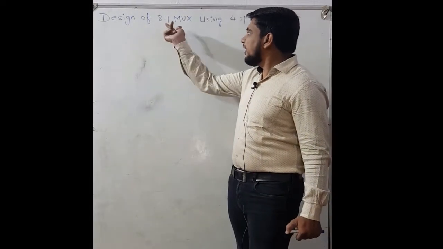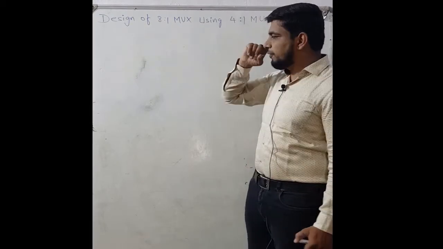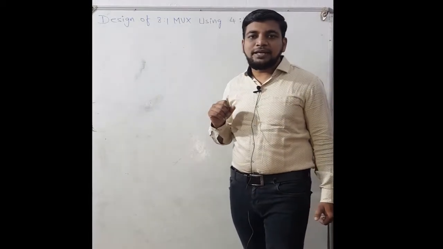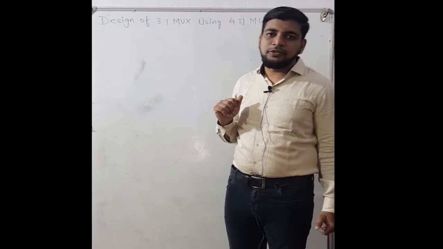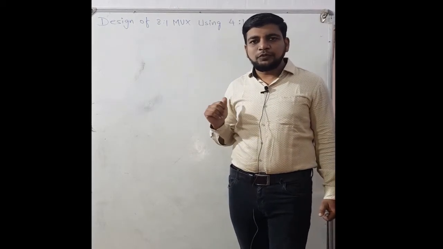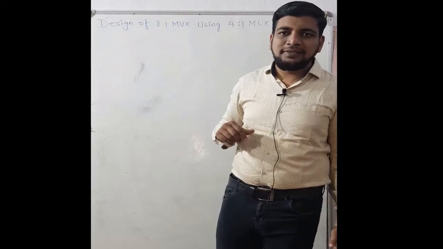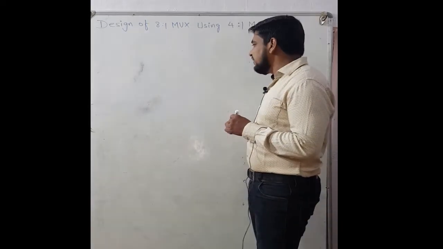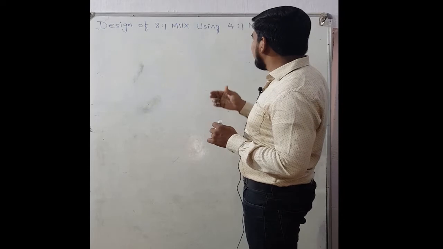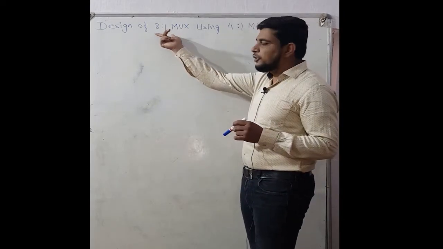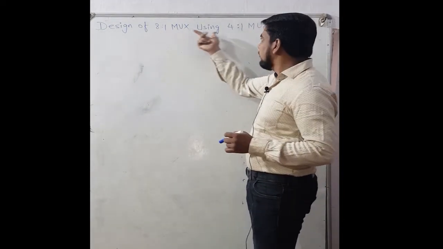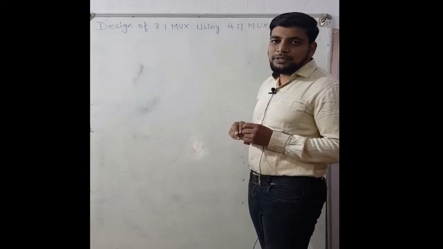The designing of 8:1 multiplexer using 4:1 multiplexer means we have to design 8:1 mux. For 8:1 mux we know 8 inputs are there, 1 output, and the select lines are 2 raised to 3 is equals to 8. So, 3 select lines, 8 inputs and 1 output. Same working of 8:1 multiplexer we have to perform with the help of 4:1 multiplexer.